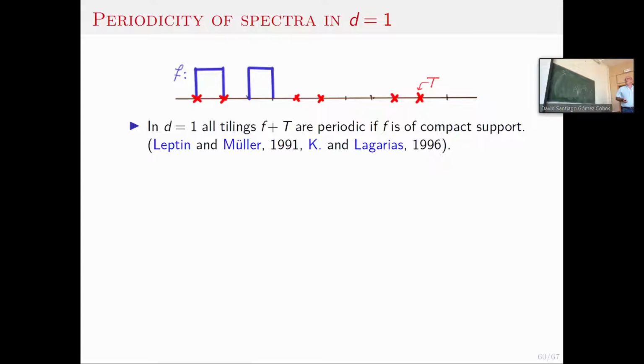Here's another property of the spectrum, but I really don't think I have that. Oh, okay, there's a nice story here. Maybe I will say the story. So, in dimension 1, you look at all the tilings by a function, f plus t. It turns out that if f is of compact support, like the indicator function of a bounded set, all these tilings must be periodic.